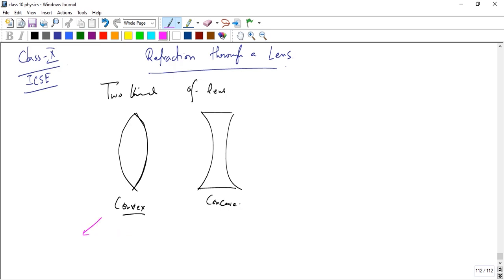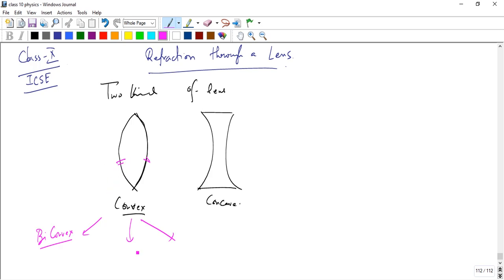Concave and convex also have three types each. The first is called a biconvex. Two convex surfaces are attached to create this lens. These are called biconvex lenses.